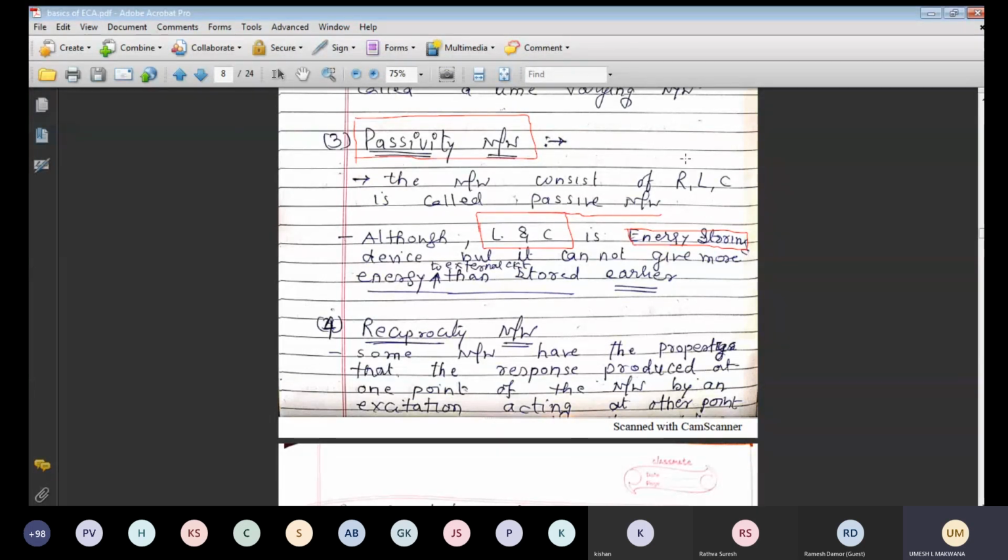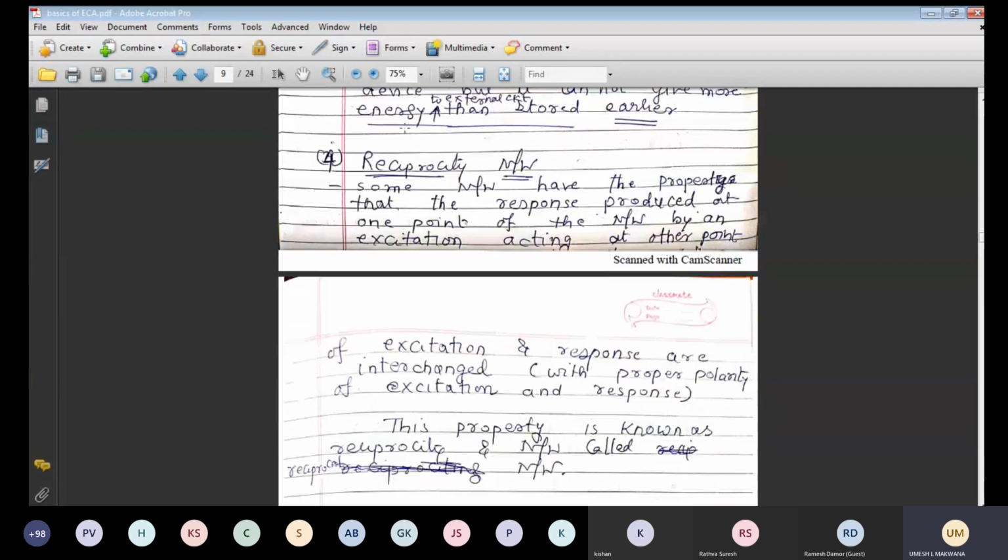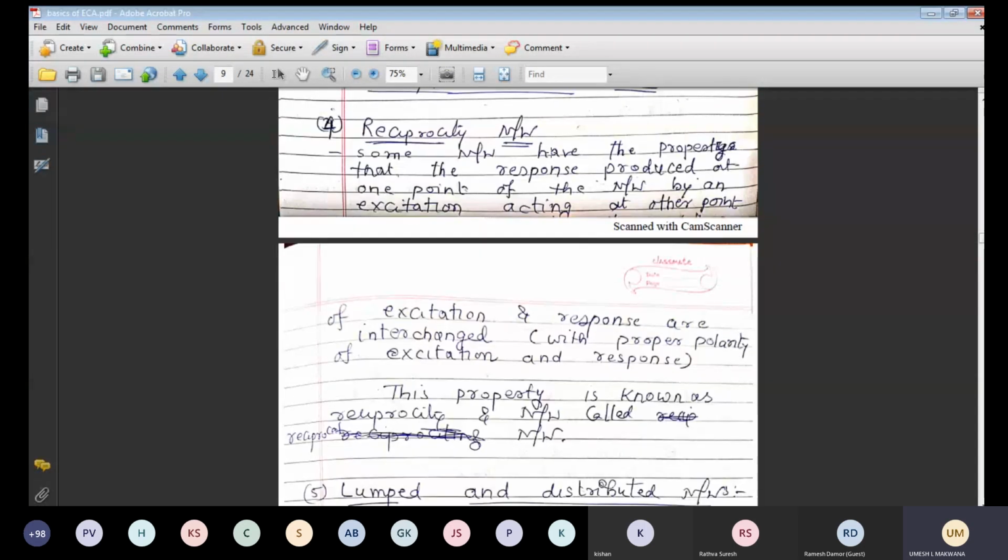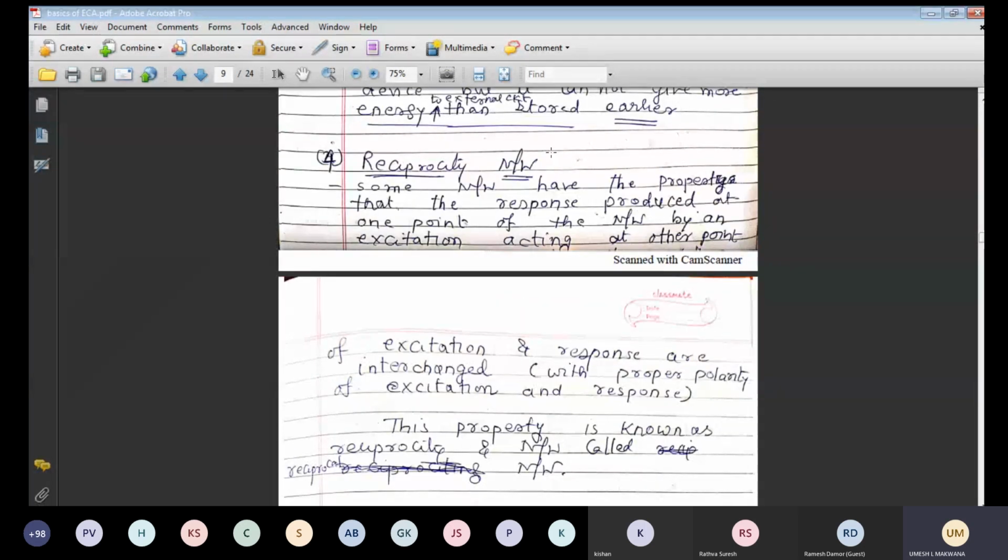So normally, whenever only R, L and C are connected in the circuit, that network is known as a passive network. And if sources are also connected in the circuit, that is known as an active network. Now there are two types of network, active and passive. Now reciprocating networks. We also have to study the reciprocity theorem, which is also very important.